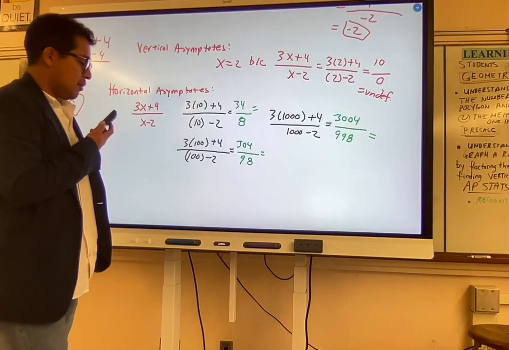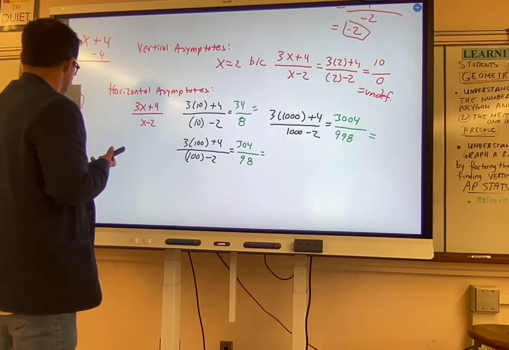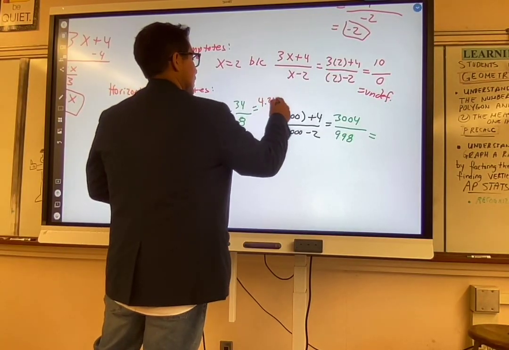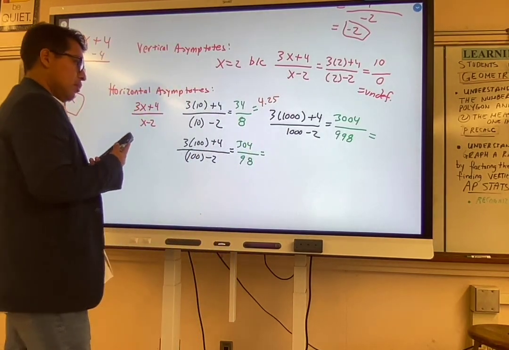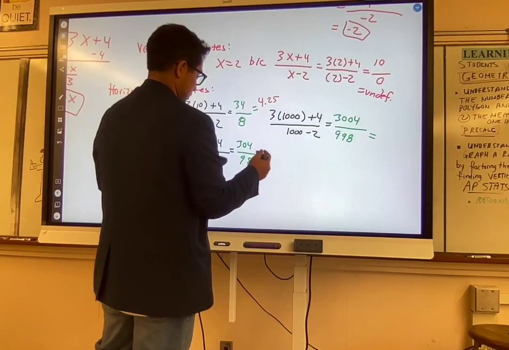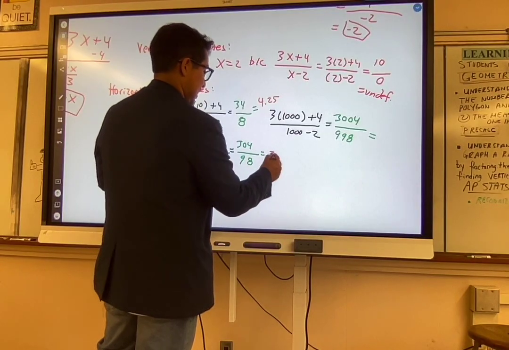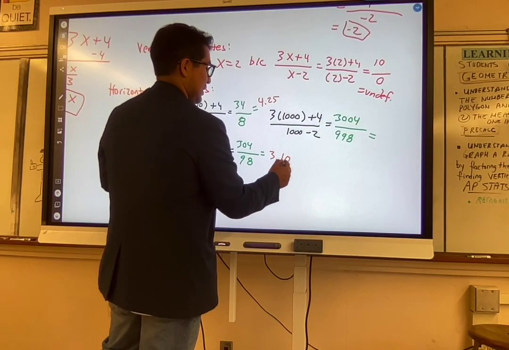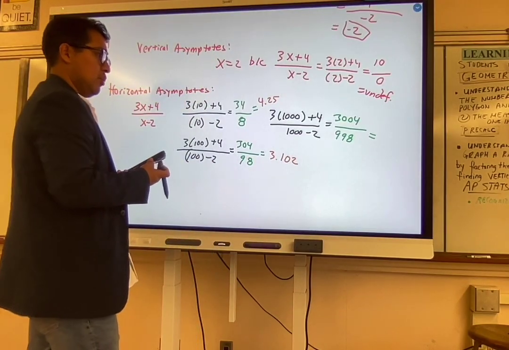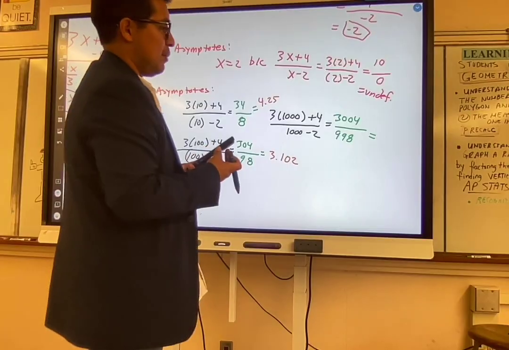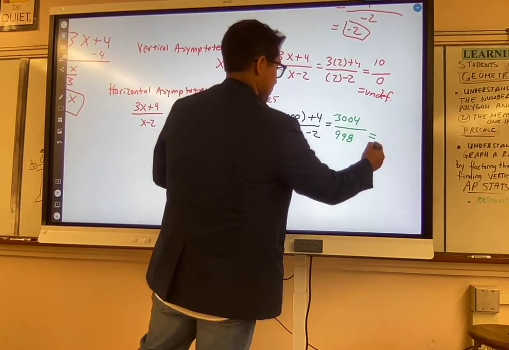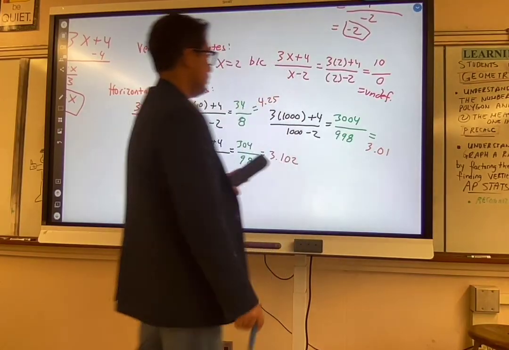What is 34 divided by 8? 34 divided by 8 is 4.25. Okay, so this is 4.25. What is 304 divided by 98? And Siri gave it to me silently this time. It's 3.102. Cool. And let's do one more. What is 3,004 divided by 998? 3,004 divided by 998 is approximately 3.01.